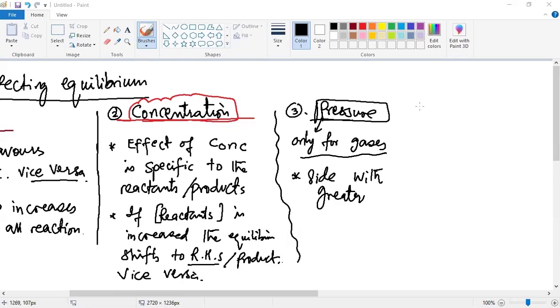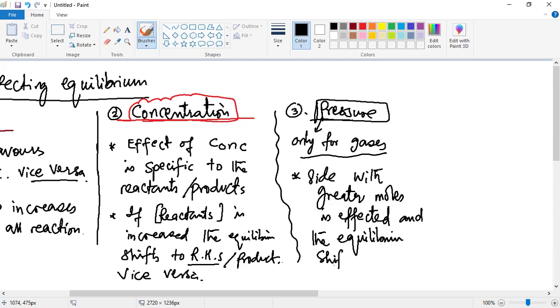Now, for pressure, we look for the number of moles. The side with greater moles is affected, and the equilibrium shifts to the opposite side. Equilibrium would shift to the opposite side, and vice versa also for this.